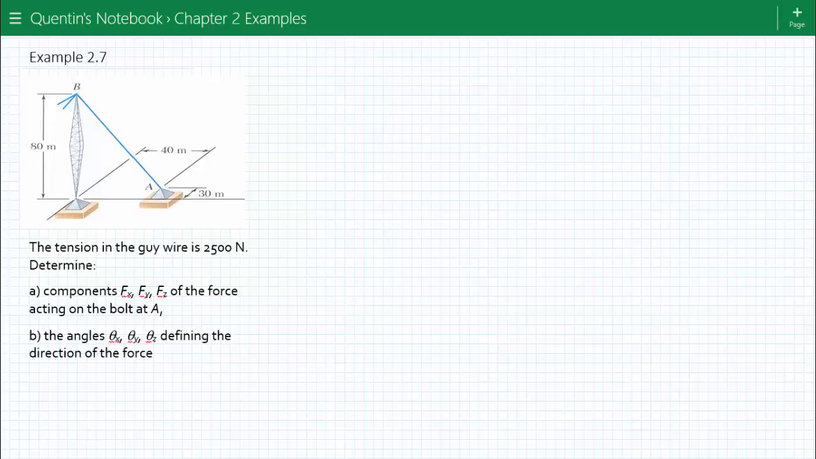Okay, let's look at example 2.7. This is an example, as we talked about, using the unit vector in a three-dimensional case, defining the unit vector and using that to find the forces, or to define the rest of the vector. So what do we have here?